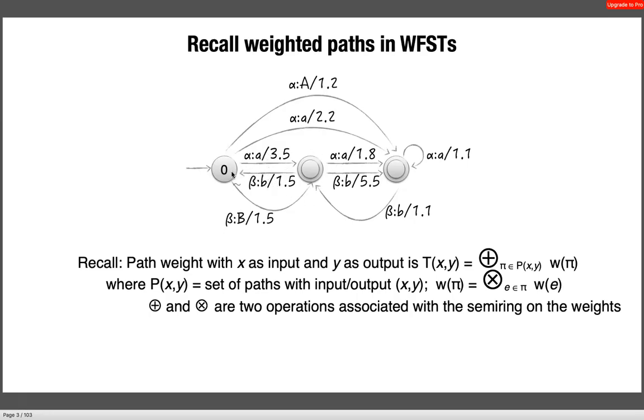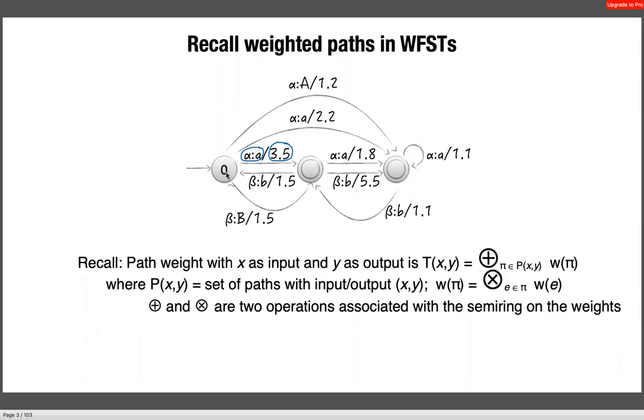So in the WFST, you have states, you have transitions between states. On each transition, you have an input symbol followed by an output symbol, and they are separated by a colon. And then you have a forward slash followed by a weight, or a score, associated with each transition. So now, if I want to compute the weight of a path in this WFST, where a path is a sequence of transitions from the start state to any of the final states, how do I compute the path weight?